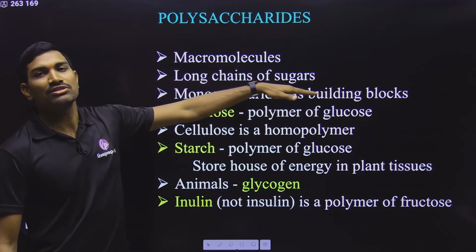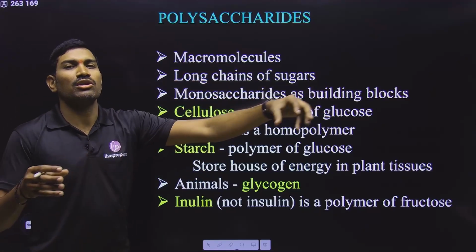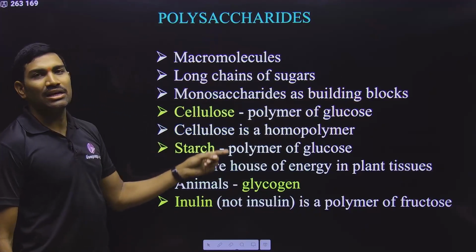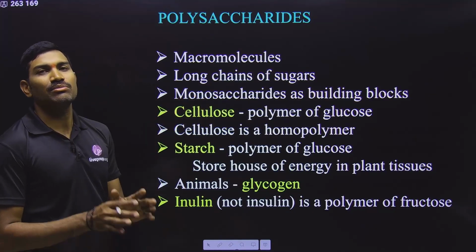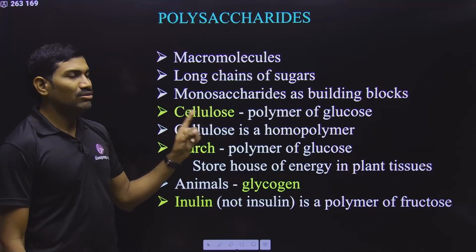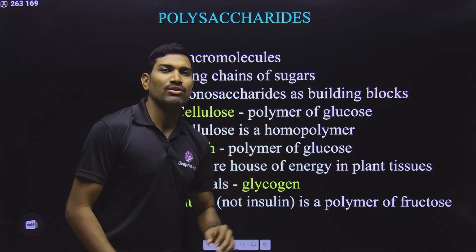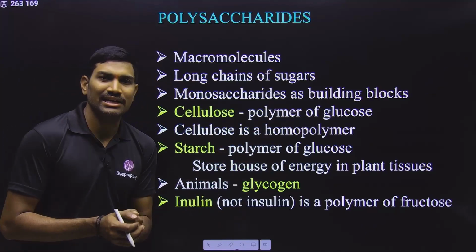Next one, these are long chains of sugars. Many sugar molecules are attached to each other. That's why they are forming these polysaccharides. And here in NCERT they are mentioning some important examples. Cellulose: cellulose is a polymer of glucose. That means many glucose units are attached to each other.